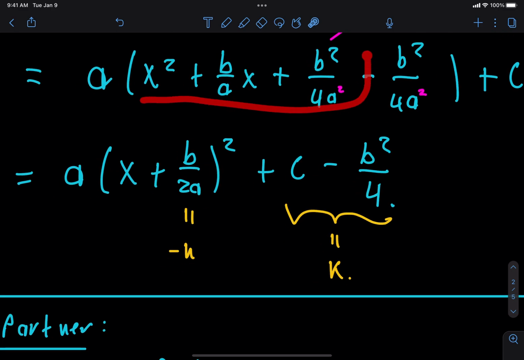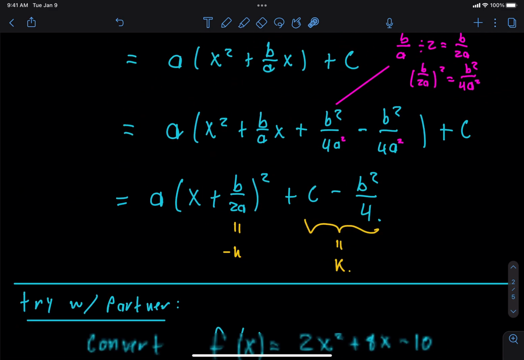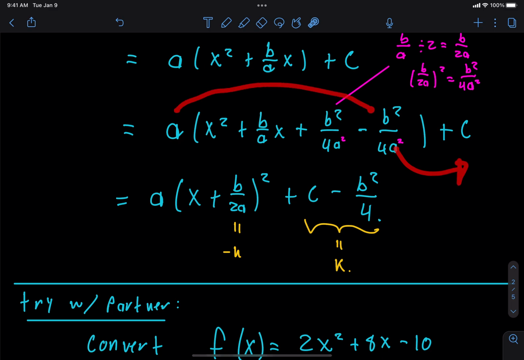All we do is we take this and factor it into x plus b over 2a, squared. Then we have to resolve the remaining minus, so we move it out. To move it out, first we multiply by a, so we get 4a here. Now we have it in the right form: a number times x plus something squared plus another number. Whatever this is will be minus h, and whatever this is will be our k, and that's how we get the vertex.